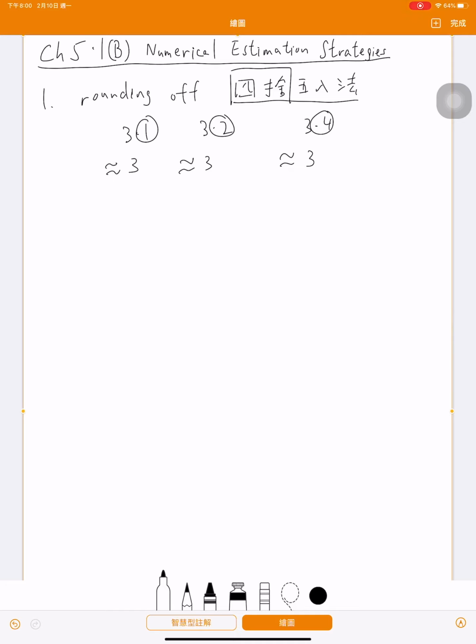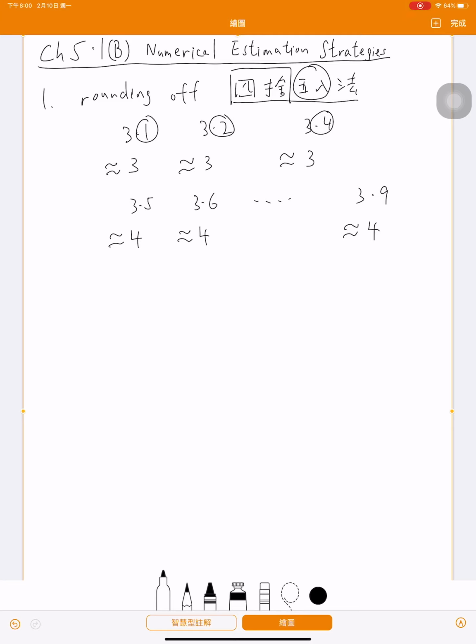But for the other part that is greater than or equal to 5, that is 3.5, 3.6, up to 3.9 something, we know that we will upgrade to 4, right? 3.6 also upgrades to 4, 3.9 also upgrades to 4, right? So that is called the rounding off strategy. In Chinese it's called 4捨5入. So this one I think most of you have learned about.